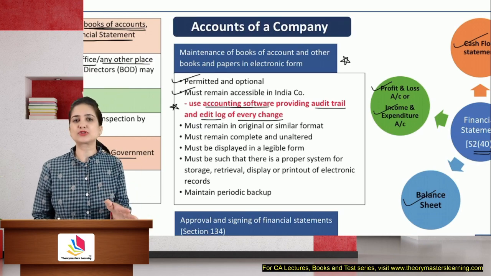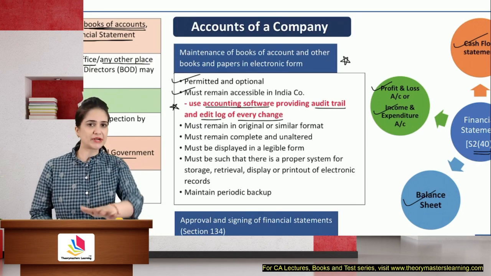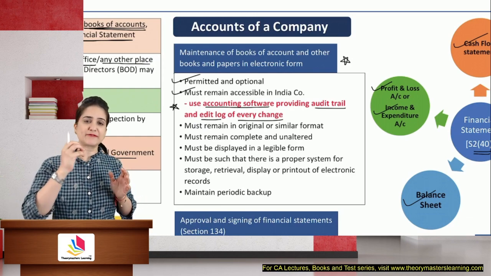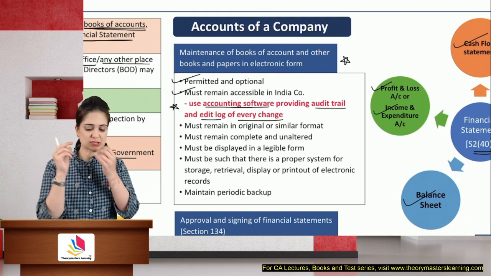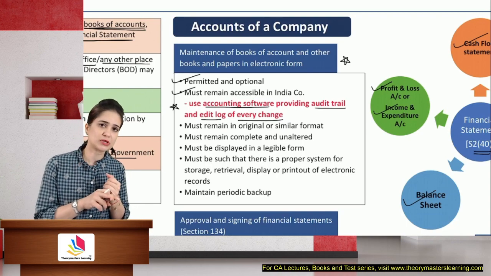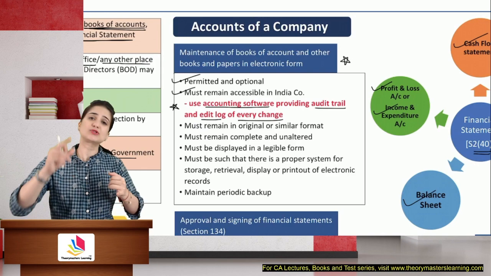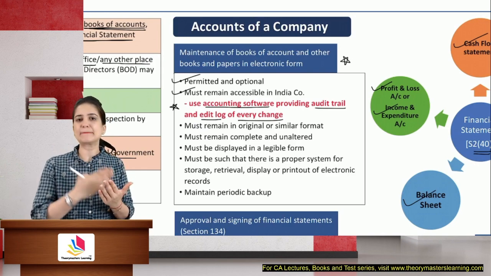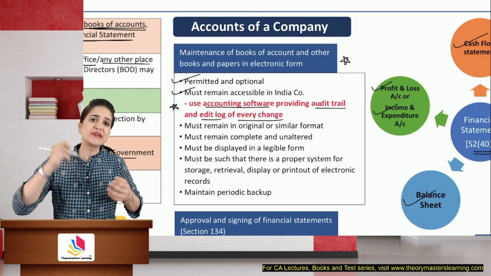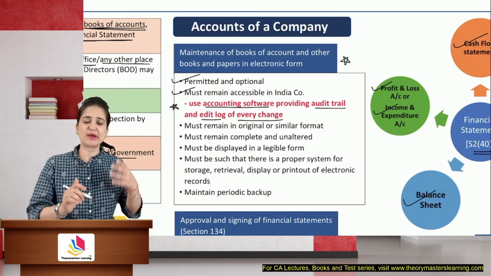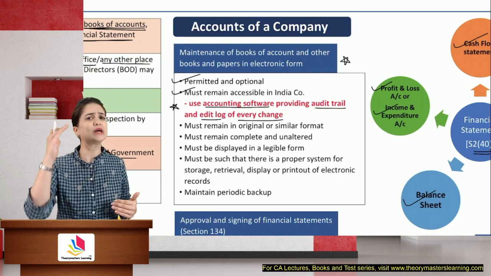But whatever electronic software you're using must provide an audit trail. Audit trail means you should be able to trace the entry right from the beginning till the end. The person who has entered the details, in case it has been altered, then who is the person who has altered it, who has made the changes, who has authorized those changes. So we should be able to keep a step-by-step record of every entry that is made in that accounting system. So you should be able to trace it from the first step till the last step.